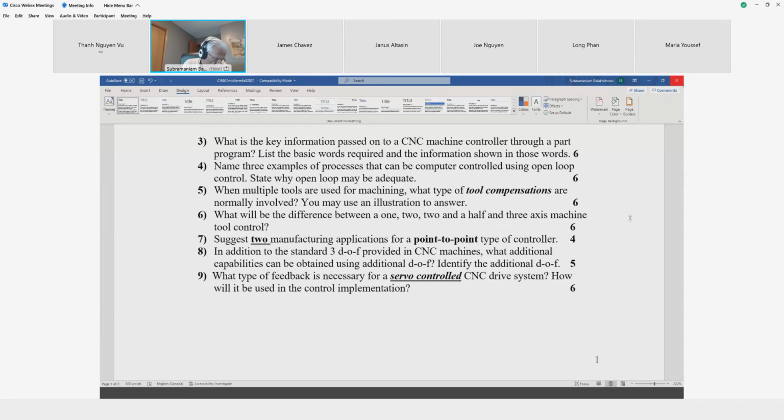How is it used in the controller? Position: go from this point to this point. The velocity is the feed rate, and the acceleration is: start, accelerate, attain the velocity, decelerate, where that information is required. So that's the key to the midterm test question paper. Any questions from you?